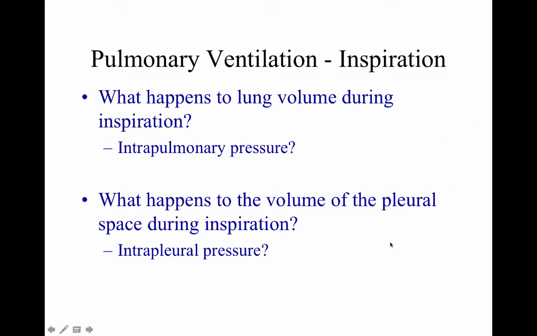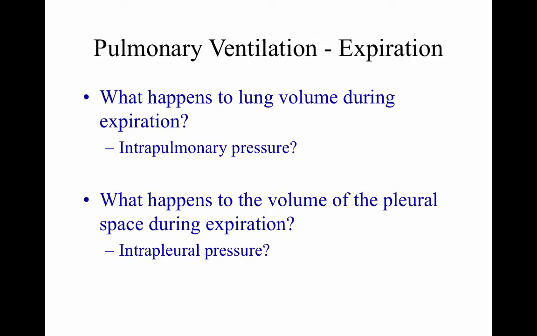What happens to the volume of the pleural space during inspiration? So the pleural space is the space in between the lungs and the wall of the chest. And what we would think about within this is, in the pleural space, this intrapleural pressure, we're going to see a negative pressure occurring that's lower than our intrapulmonary pressure, so that the pleural space allows for adhesion of the lungs to the thorax so that the lungs don't deflate.